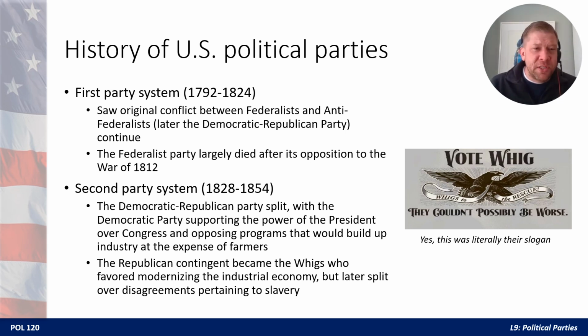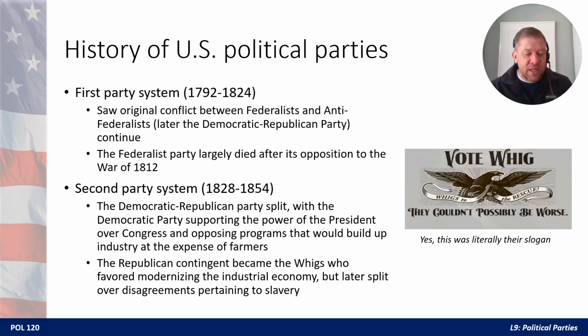So the first party system, we generally identify that, as historians would say, between 1792 and 1824. This was really just an extension of that Federalist, anti-Federalist debate that we talked about considerably. You had the anti-Federalists. They later became the Democratic Republican Party. So there was a party that was actually called the Democratic Republican Party. The Federalist Party largely died after its opposition to the War of 1812, so its opposition to the Second War with Great Britain largely led to its dissolution.